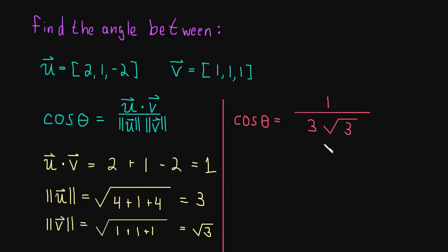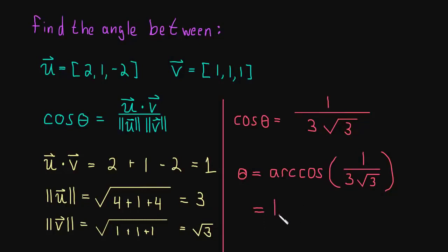So this is the cosine of the angle, so to find the angle, theta is just equal to the arccos, or the inverse cos, of 1 divided by 3 times the square root of 3. And now to find this, we would have to use a calculator or a table of values. And so I'll spare us the pain, but you should maybe do that on your calculator just to make sure you get the right answer.